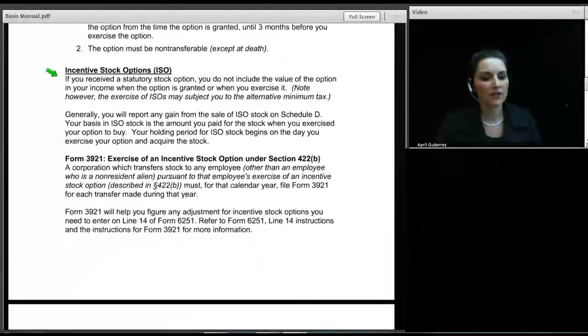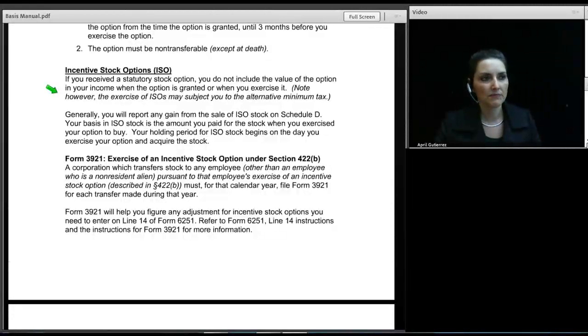We're going to look first at these incentive stock options, and you're going to see why it's so hard for people to qualify. If you received a statutory stock option, you do not include the value of the option in your income when the option is granted or when you exercise it. Note, however, that the exercise of ISOs may subject you to the alternative minimum tax.